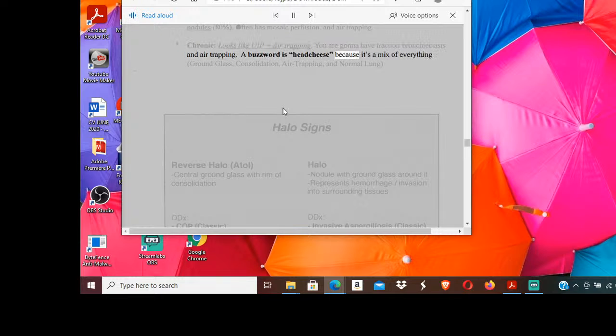A buzzword is head cheese because it's a mix of everything: ground glass, consolidation, air trapping, and normal lung. Halo signs. Reverse halo, atoll, central ground glass with rim of consolidation.